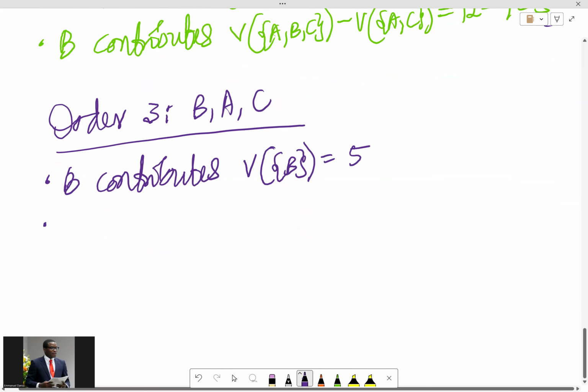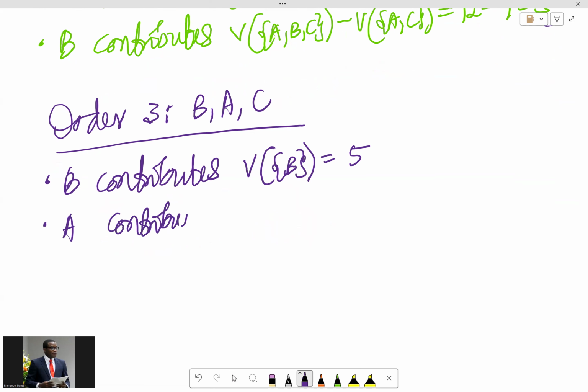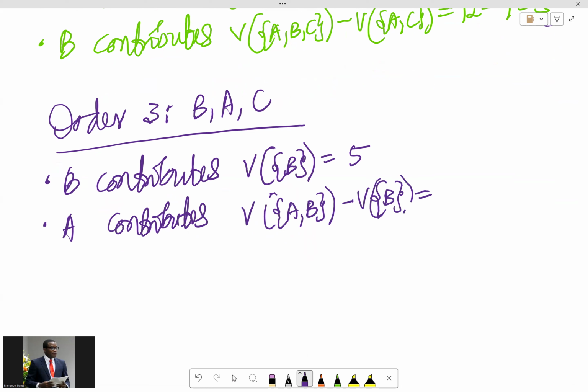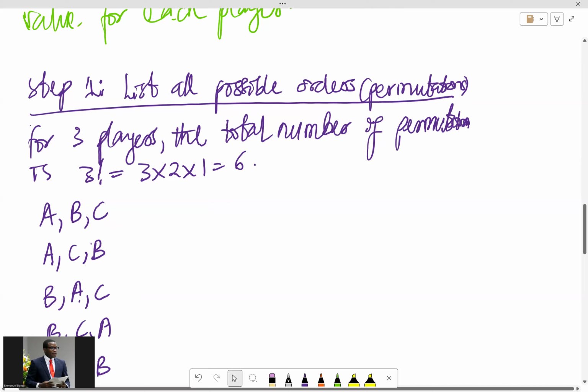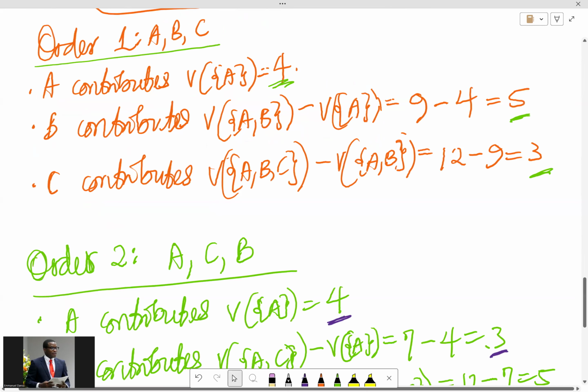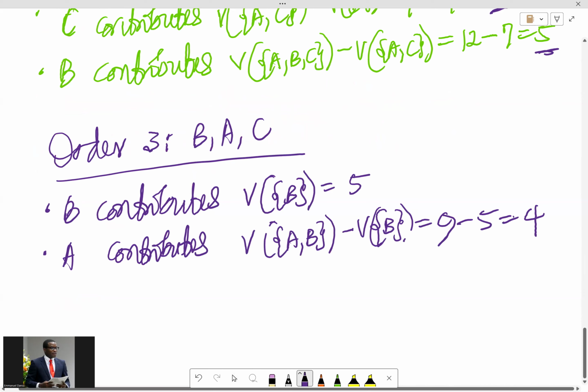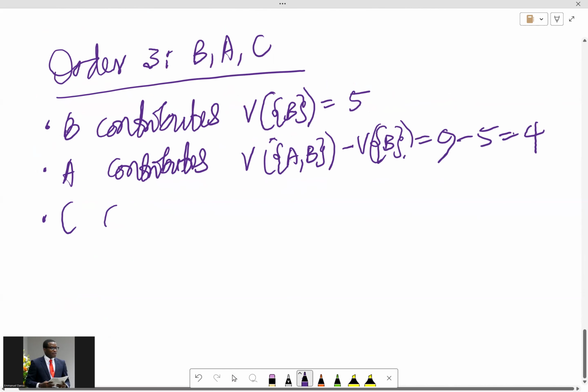So next we have the contribution by A. A contributes the value of the coalition between A and B minus the value attached to only B. So this is what A contributes. In that case, the value of AB is actually 9. So that's 9 minus 5, and that is equal to 4. That's what A contributes.